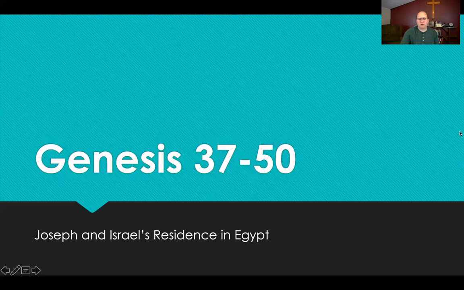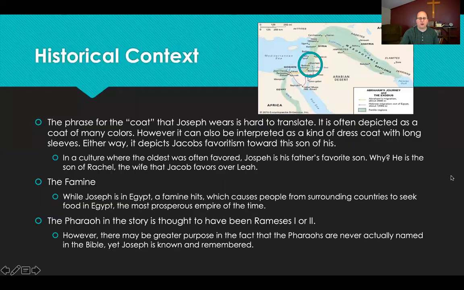But first, let me talk a little bit about the cultural and historical background. The opening of chapter 37 really sets the stage for what this story is about. It's about Jacob and his family's residence now in Canaan, a land that is new to them, with many different people groups living there.